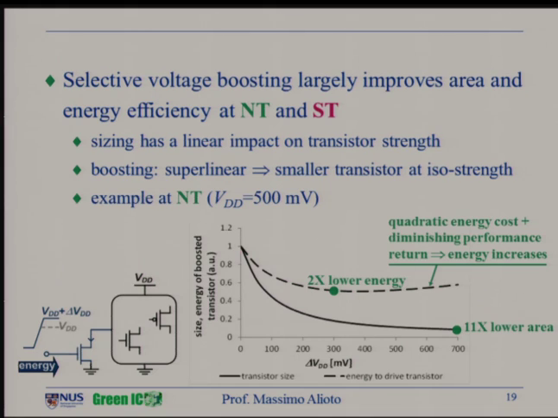If we look at energy, we have a similar effect, because the energy that we have to spend to turn this transistor on is C V squared, where C is the gate capacitance of this transistor. Since we are maintaining the same strength, C is being reduced superlinearly if we apply some voltage boosting. And V squared is not really increasing much if we are applying moderate voltage boosting, I don't know, 100 or 200 millivolts. So in the end, we can reduce the energy to drive this transistor by a factor of 2, which is still pretty interesting. And of course, beyond a certain point, the energy goes up again just because the quadratic energy cost is increasing, as we are applying a significant amount of voltage boosting.